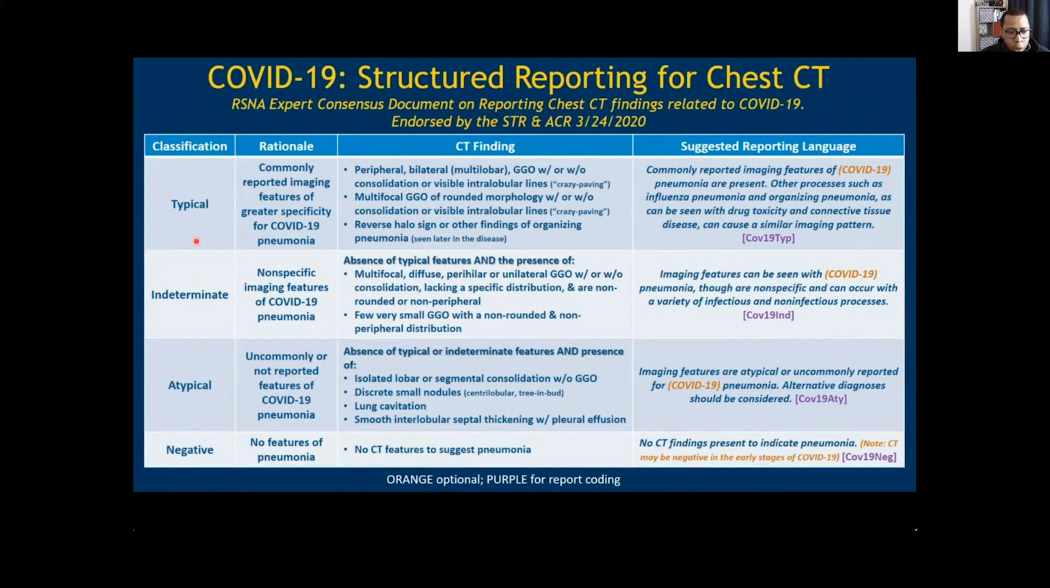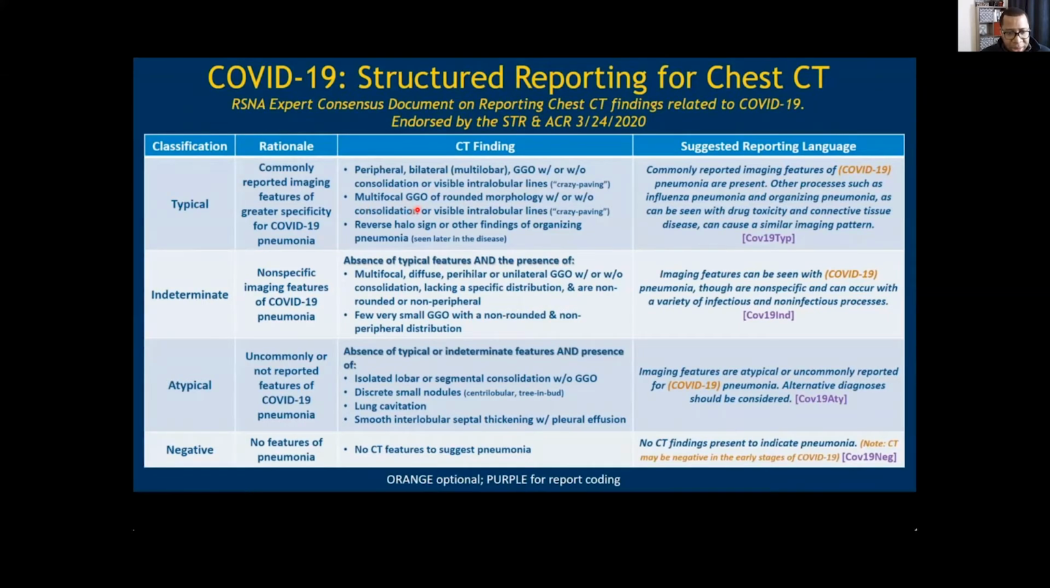So let's just go over this real quick. So typical features, right? These are commonly reported imaging features of greater specificity for COVID-19 pneumonia. Peripheral, bilateral, multilobar, so involving multiple lobes, ground glass opacities with or without consolidation, or visible interlobular septal lines. So-called crazy paving, when you have ground glass and interlobular septal thickening.